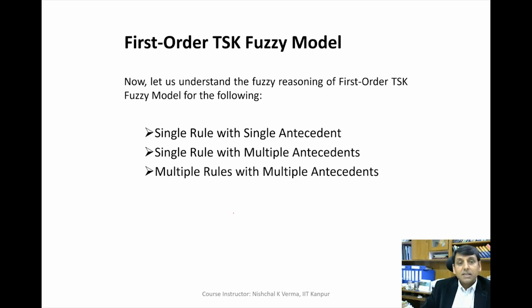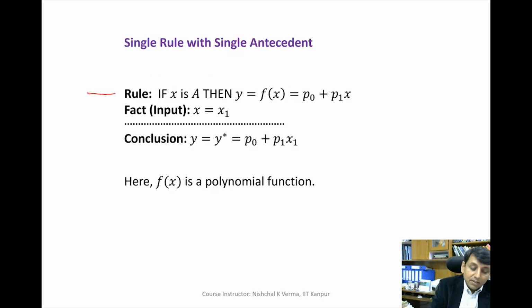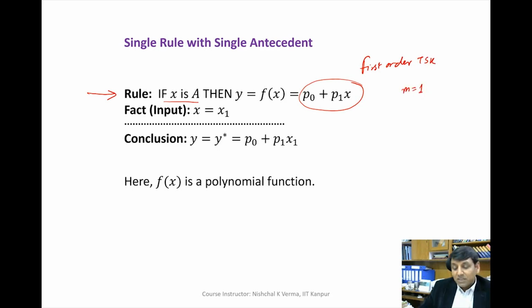So the first case again is the single rule with single antecedent. So when we have the single rule with single antecedent, please note that here for the first order TSK, we have m is equal to 1 only. This means that we have f(x) is equal to p0, the constant term, plus p1x.